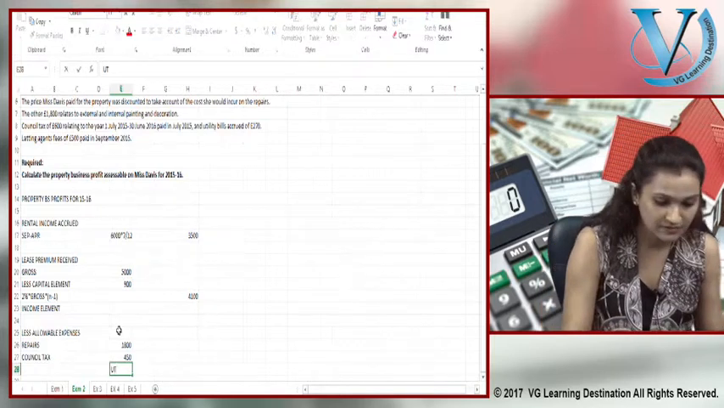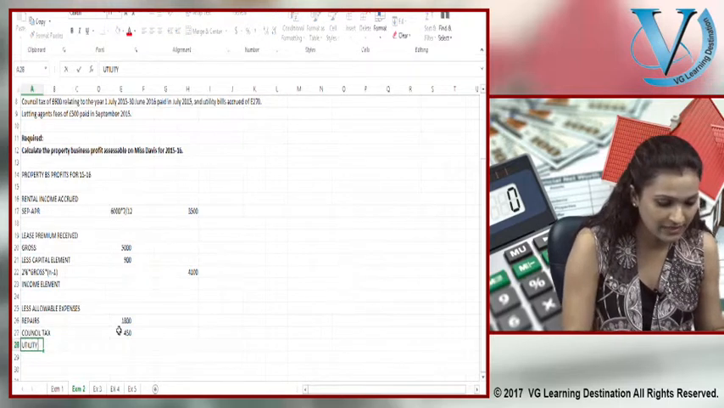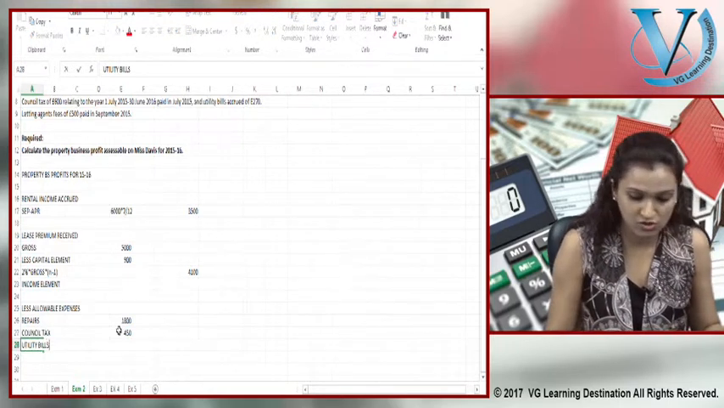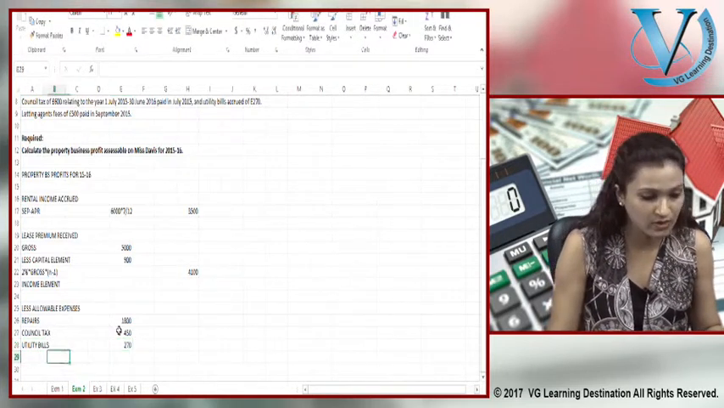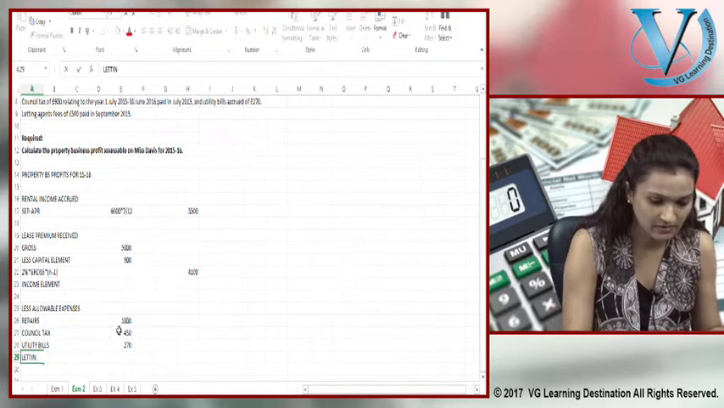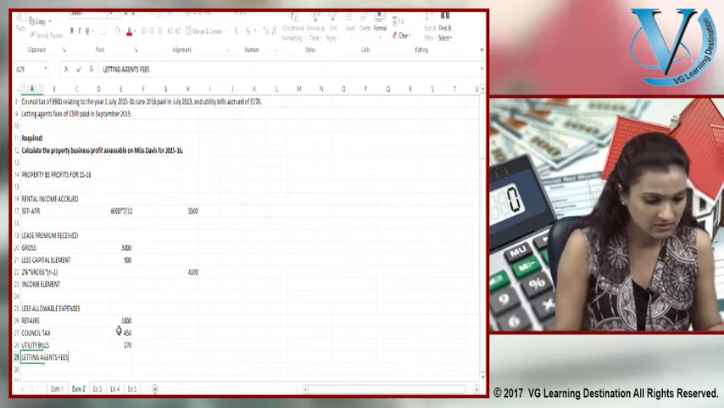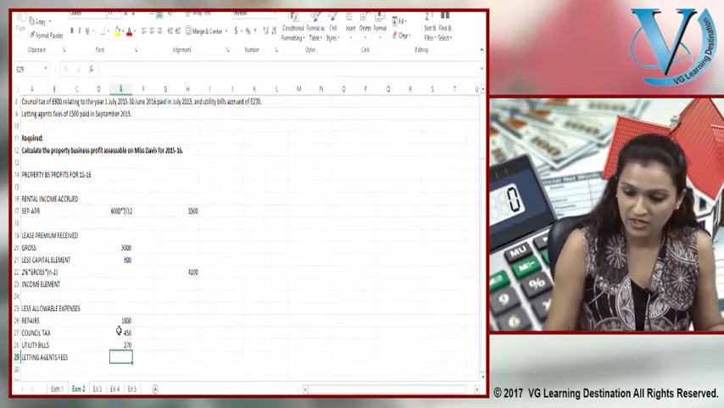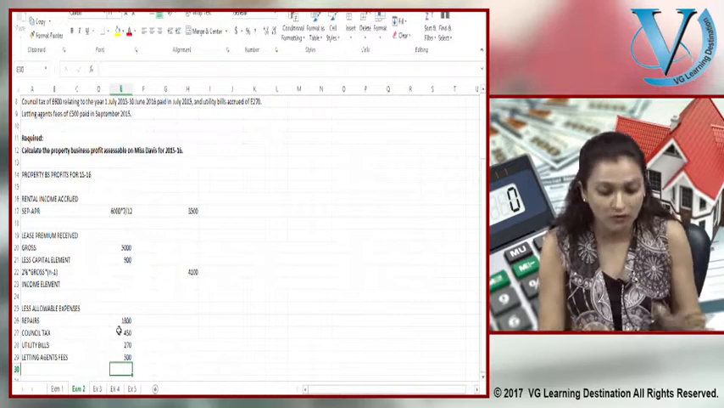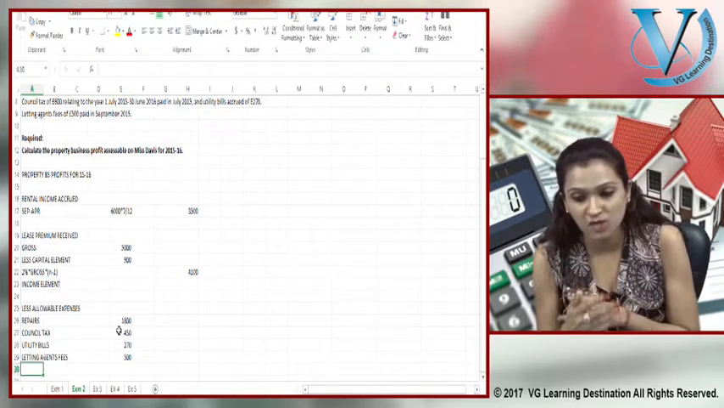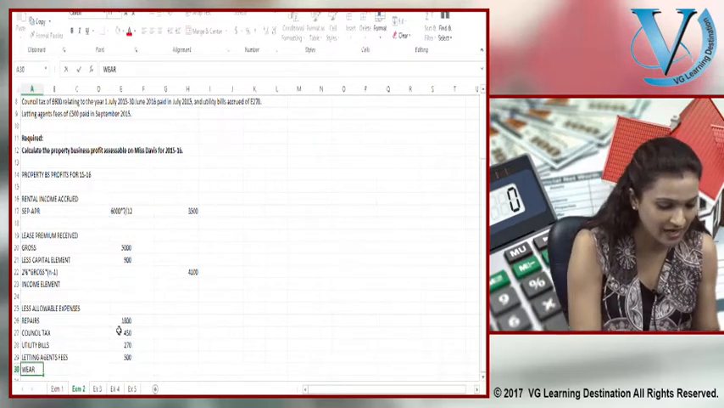Also, you're going to take utility bills, which is equal to 270 pounds. Also include your letting agents fees, which is equal to how much? Your letting agents fees is equal to 500 will be allowed. Also, don't forget to include what? It's a residential property. It's been given on furnished basis. So don't forget to include your wear and tear allowance.